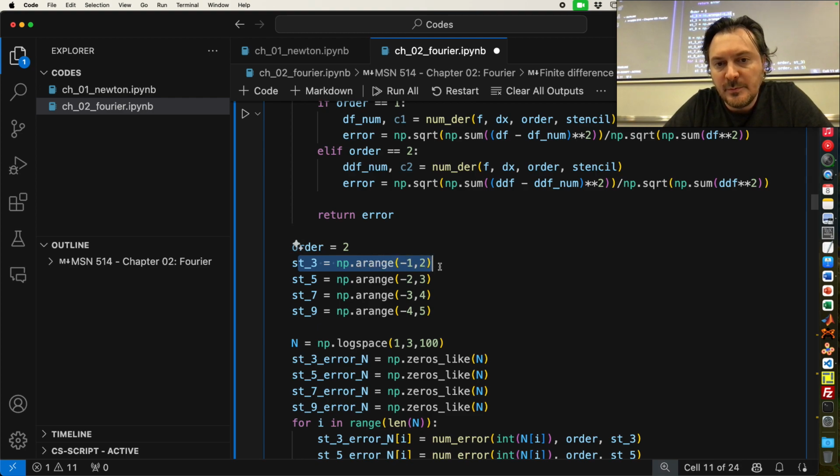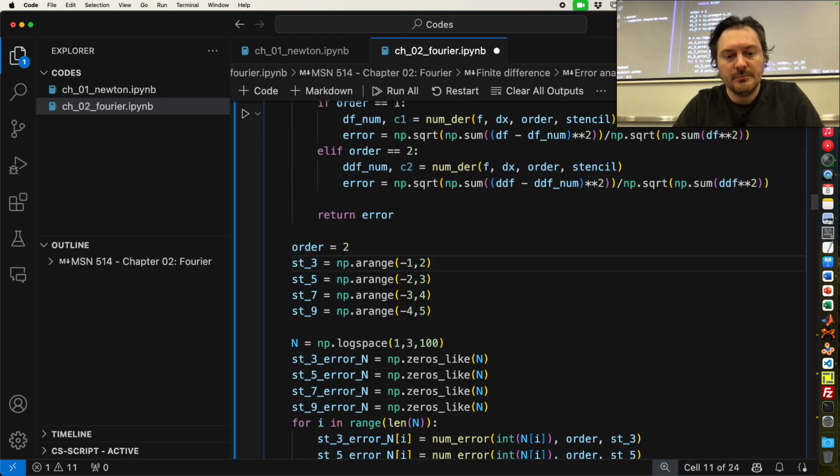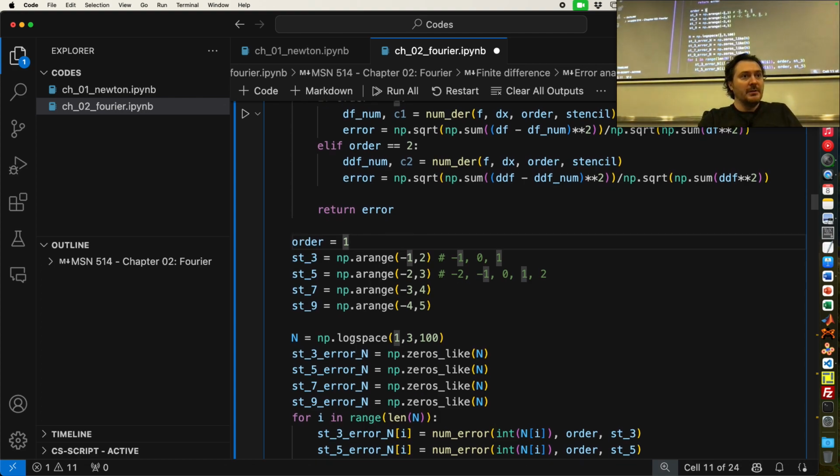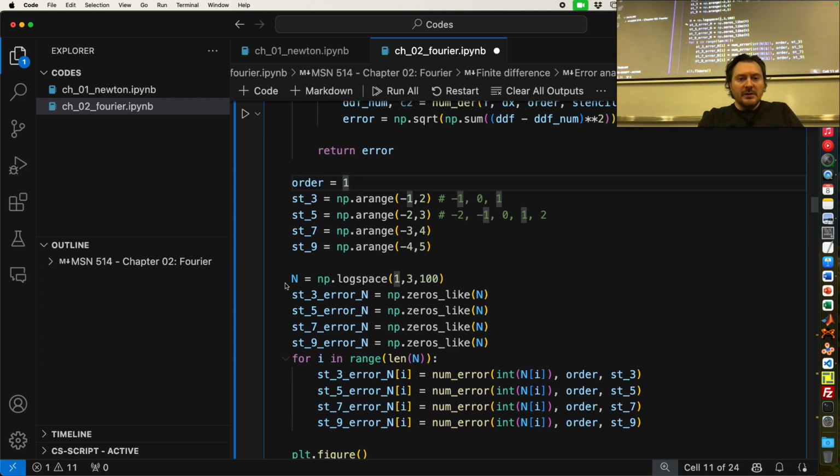So what I do, let's say I take order 2 and I have a stencil of 3. So this means the stencil goes from, let me write as a note for you, minus 1, 0, 1. What is this one? Minus 2, blah, blah, blah, right? So I'm increasing stencils, and I'm going to look at, let's say, the errors in the first order derivative. Are you with me? Yes.